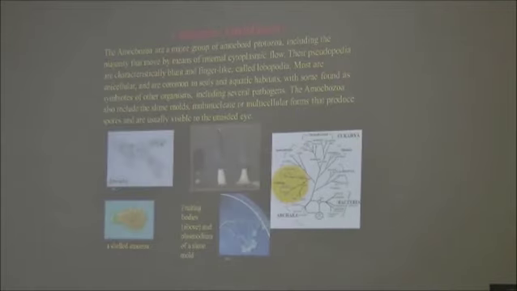All right, the last supergroup has 2 major branches. The Uniconta, which means one flagellum, consists of the Amoebazoa and the Opisthokonta, which means flagellum on the rear end. Okay, so these are mostly things that creep around by producing pseudopodia, like the amoeba there.